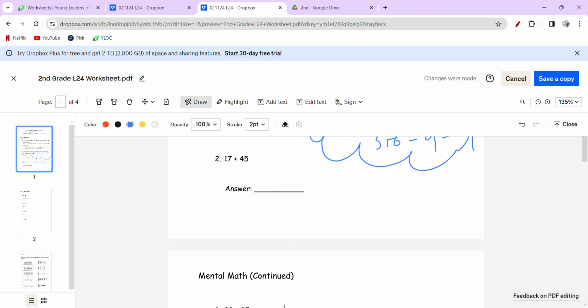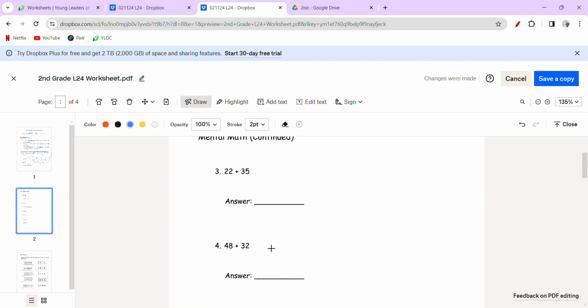So if we try this mentally in our brains, we look at the tens place first, which is 1 and 4. So 10 plus 40 is 50. 7 plus 5 is 12. We move the 10 to the tens place, which would be 60, not 50 anymore. 62, because there are two ones remaining.